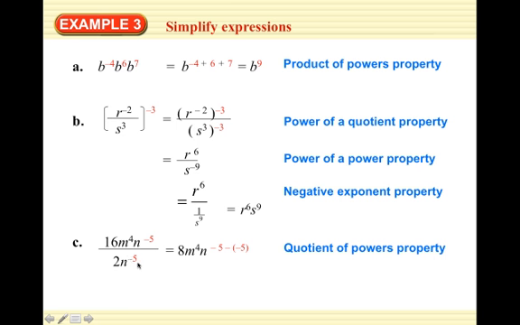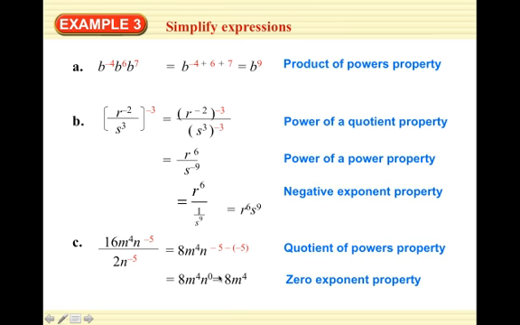minus the exponent on the bottom. Well, on the bottom we have another negative 5. So this negative 5 is from the top, and then minus because of the division, and then this negative 5 goes right here. Well, that's going to be negative 5 plus 5, because minus a negative is the same thing as adding a positive, so we're going to get n to the 0.